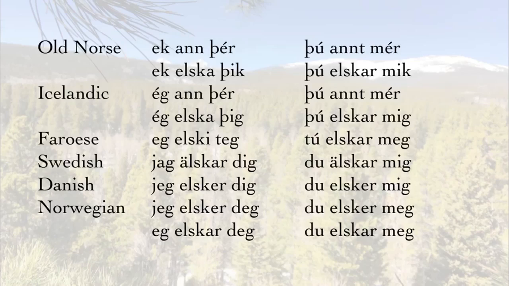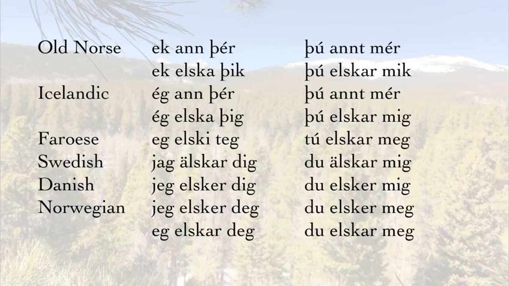And then we also have the interesting spelling difference that Swedish has, where the short E sound is spelled as A with two dots, the symbol called diaeresis. Now Danish is the other mainland language in the East Norse group. Here we have jeg elsker dig and du elsker mig for I love you and you love me.